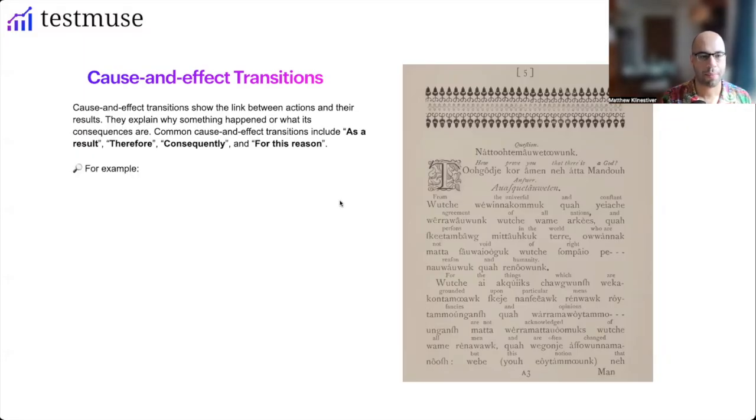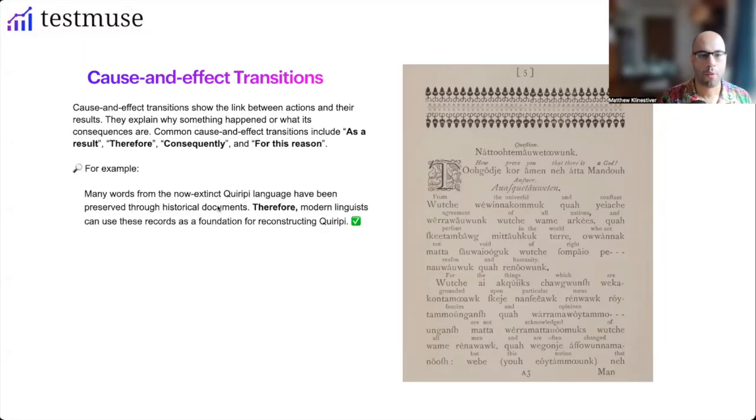So some examples here. Many words from the now extinct Korepi language have been preserved through historical documents. Therefore, because of this, modern linguists can use these records as foundations for reconstructing Kharipi. In other words, they're trying to create that language that's now an extinct language, and they can use documents like the one that we see on the right here that preserves some of those words. And so they're using those records and building the language back.